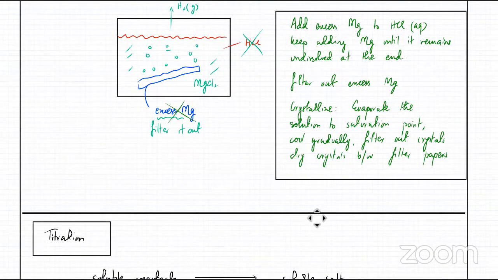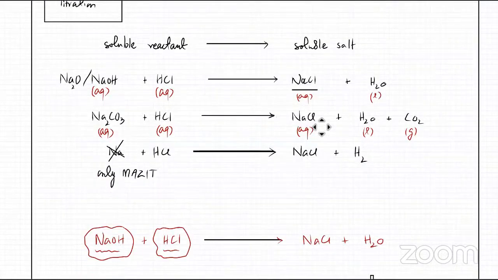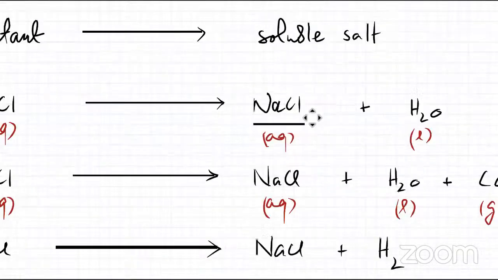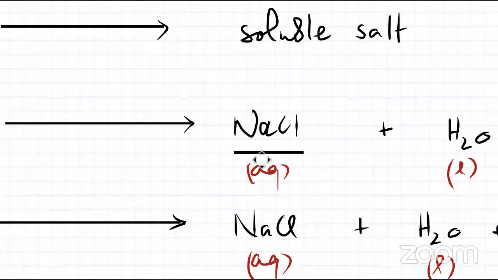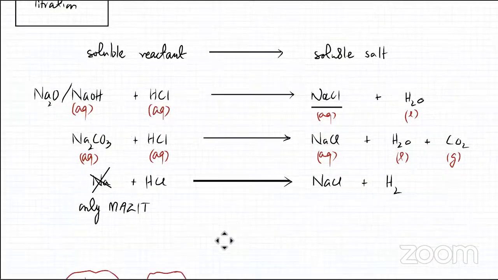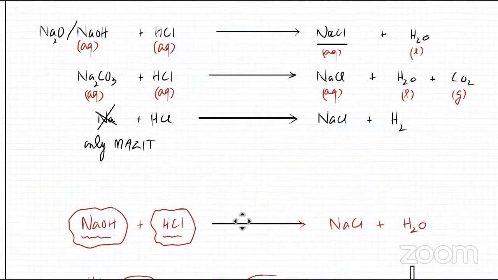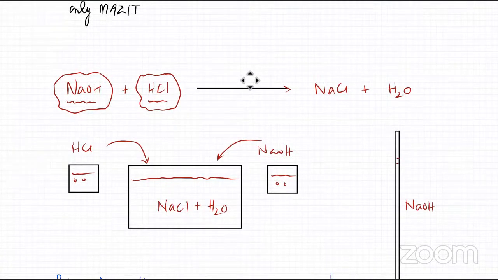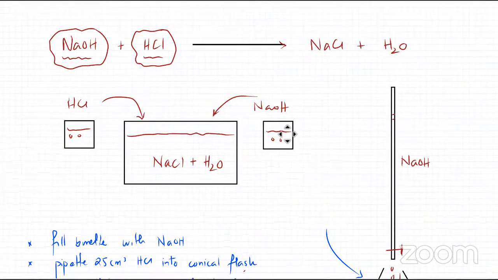Then we did titration. Titration में क्या था कि you have soluble reactants, and the salt that you're trying to make is also soluble. Now, in titration, the biggest issue was that you can't use the excess method, because if you put NaOH in excess, your salt will be contaminated by the excess NaOH. Soluble चीज को आप निकाल नहीं सकते, ठीक है?